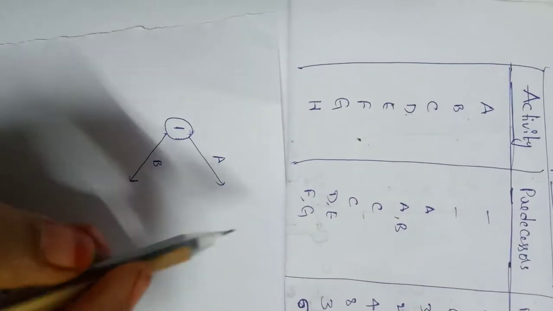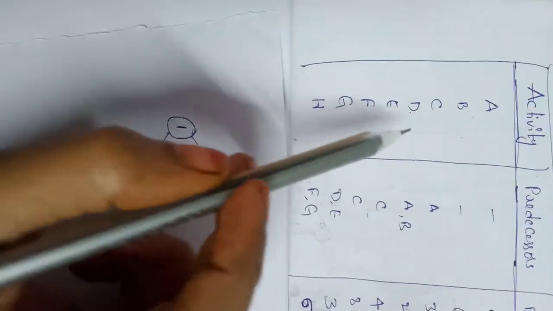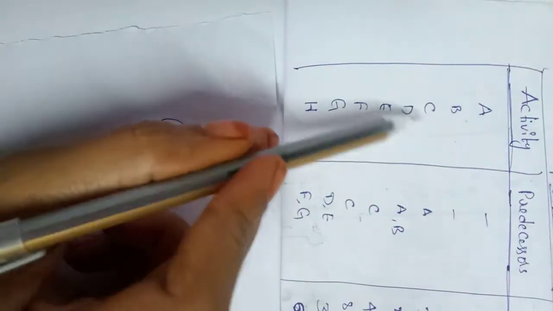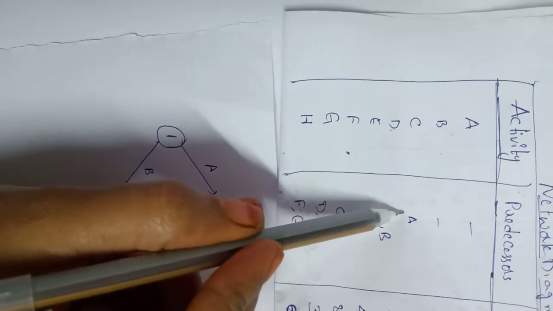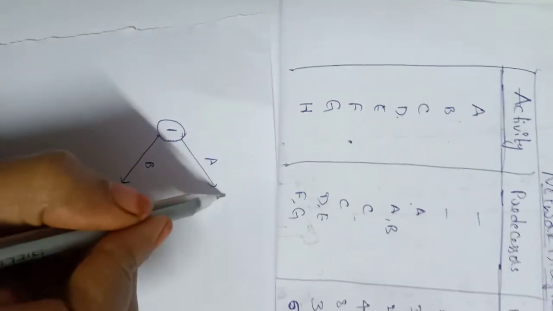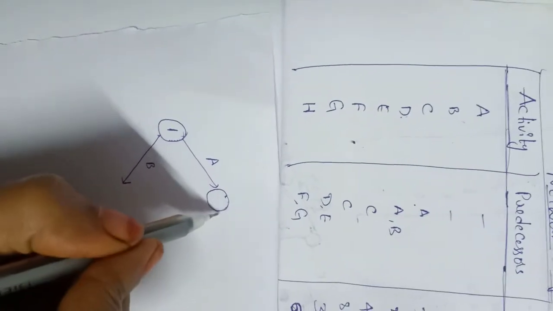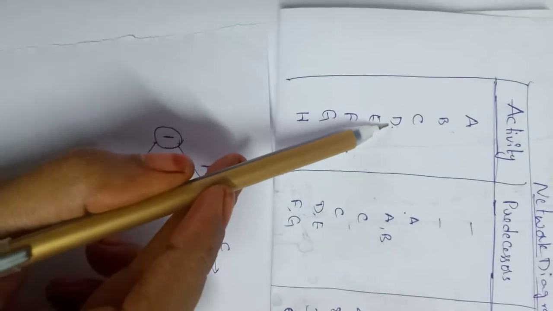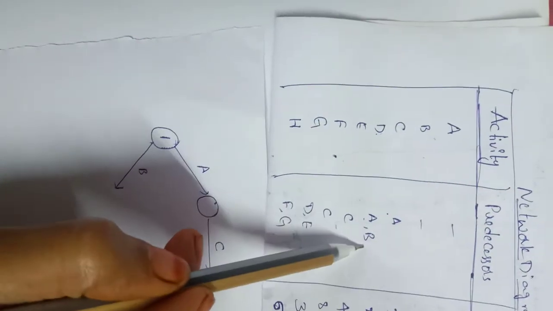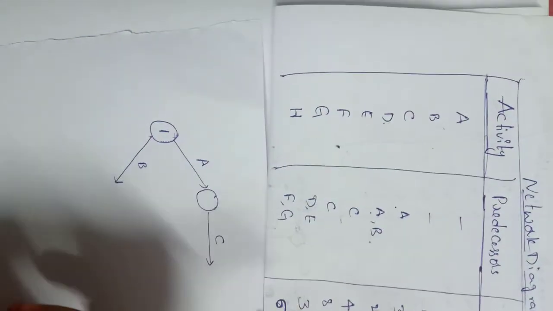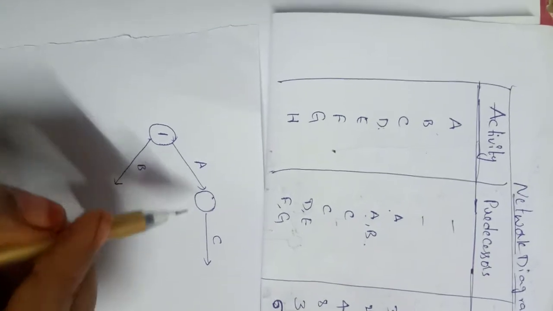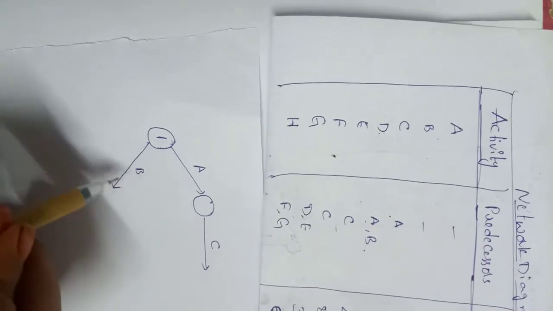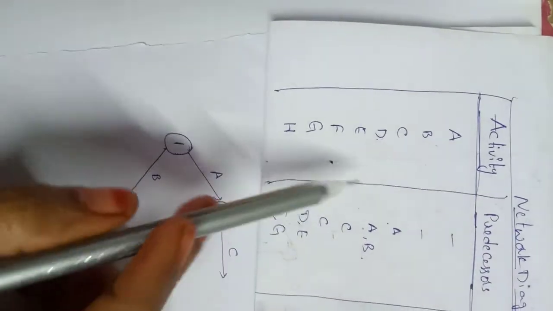Okay, after that we need to draw our next activity. Activity C will have A as a predecessor. So from A I'll draw this activity C. After that, activity D will have A and B as its predecessors. So we need to draw these two, A and B, as common for activity D.